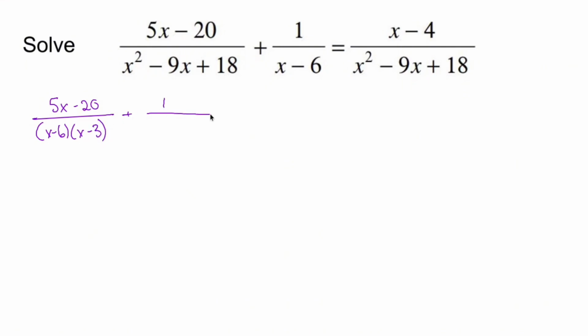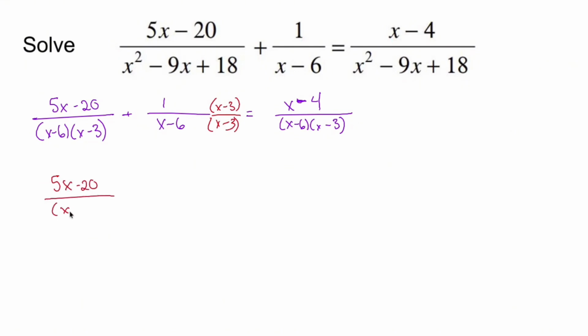Plus 1 over x minus 6 equals x minus 4 over, this guy and this guy are exactly the same, so x minus 6, x minus 3. Now on the left side, I am adding fractions. The denominators are not the same, but in order to make them the same, all I have to do is multiply this guy by x minus 3 over x minus 3, and now all of my denominators will be the same. So you stay 5x minus 20 over x minus 6, x minus 3.